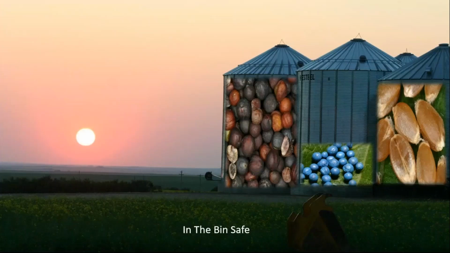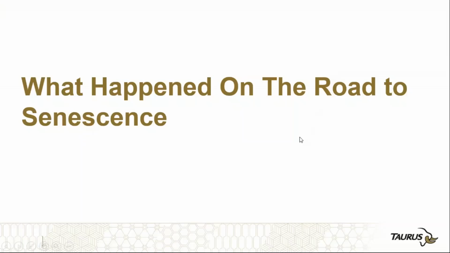You know, when the seed is prepared, the plant puts nutrients into it. And it puts in a lot of messenger RNA that fixes the DNA that is broken down during storage. And we're going to go and take a look at what the seed has put in there. What happened on the road to senescence?